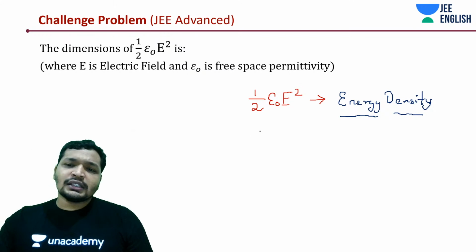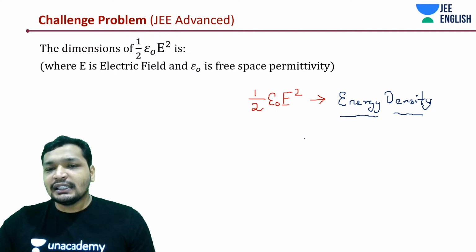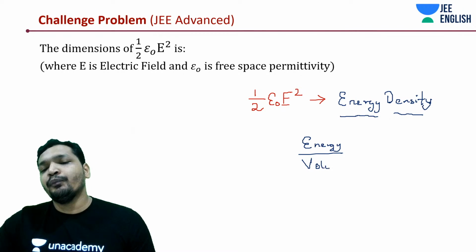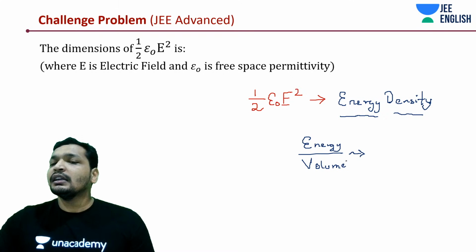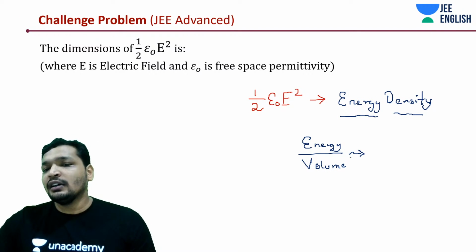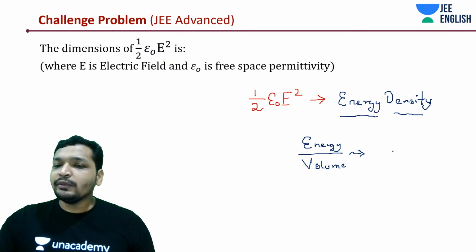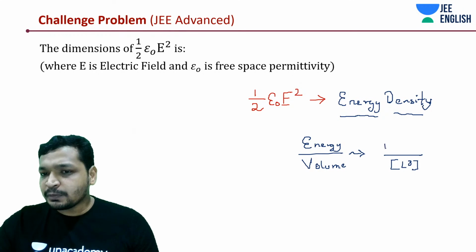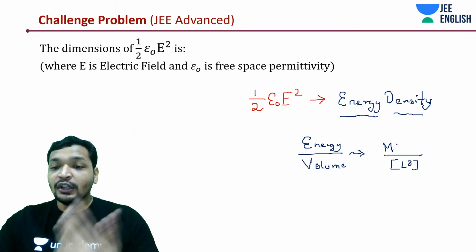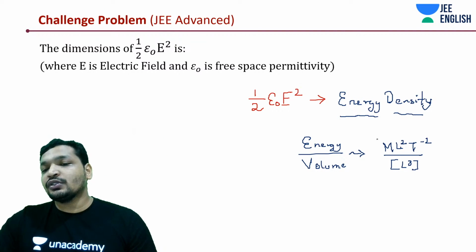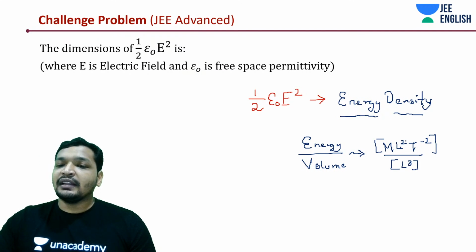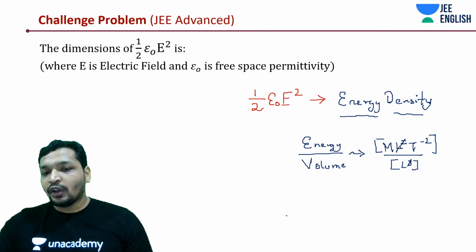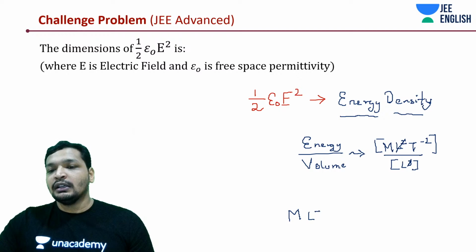So now, what is energy density? Energy density is energy per unit volume. Isn't it? That's it. Energy is force into displacement, or you can remember any other way you want. Volume is L cubed. Force into displacement, that's what I like to do, but it's up to you. M into L squared T to the power minus 2. You cancel out this L squared and you'll have L to the power minus 1 on the top. Quite simple, wasn't it? Yes, it was, students.